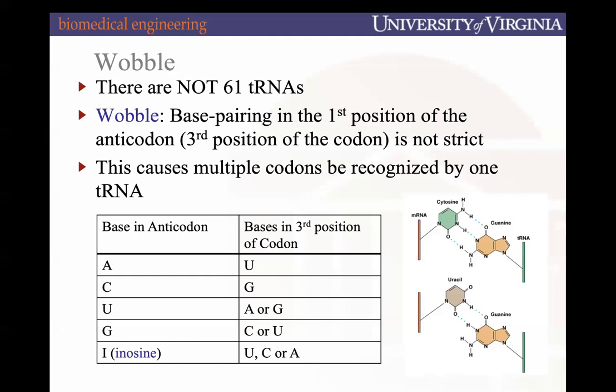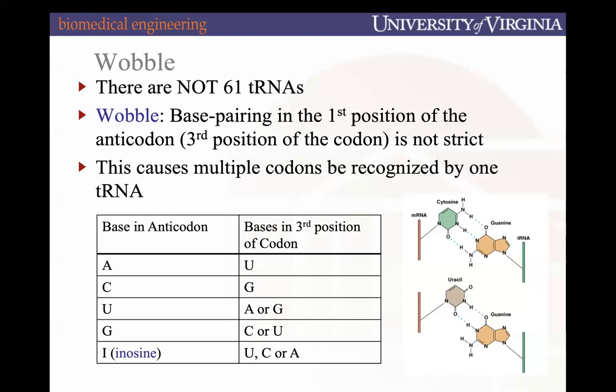Again, it's anti-parallel. So the way this flexibility actually looks is we still have A's binding to U's and C's binding to G's, but when we have uracil on the anticodon in that wobble position, the first position on the anticodon, it can bind to two possible bases: A's or G's. And when we have guanine, it can bind to C's or U's. There is a ribonucleotide that's unique to transfer RNAs called inosine that can bind to three possible bases there.